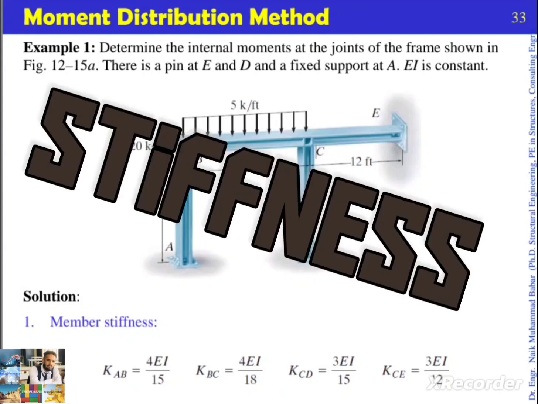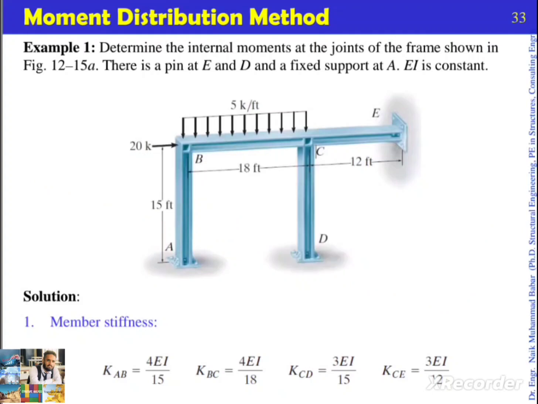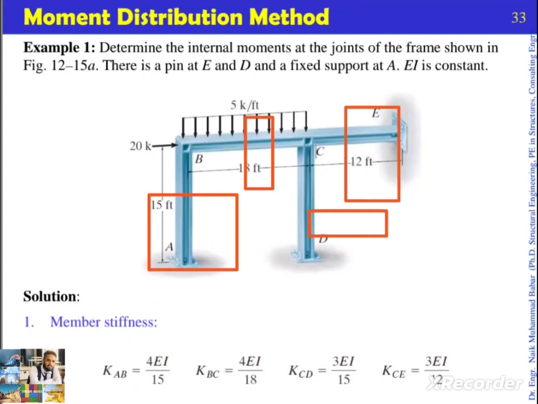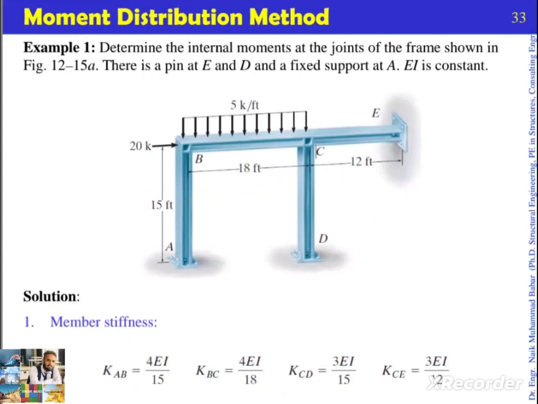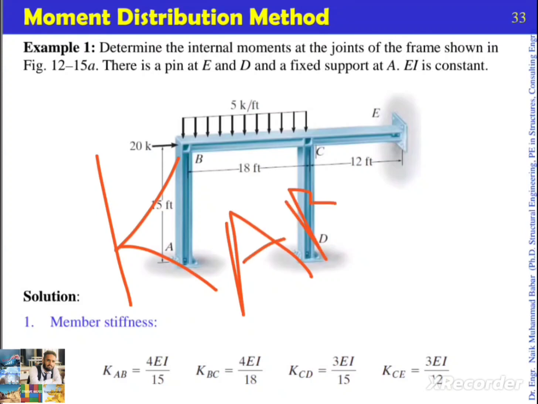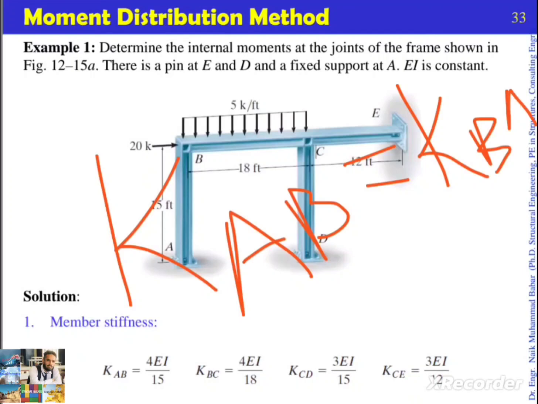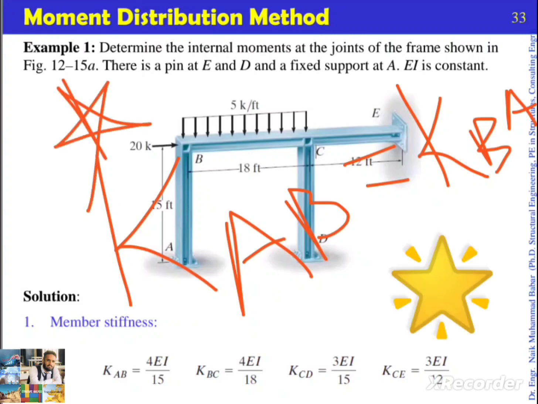So in the moment distribution method, the first and the most important step is to calculate the stiffnesses for each span, each member from each side. So we will calculate the stiffness for AB, BC, CD and CE. First we will calculate the stiffness KAB. KAB will be equal to KBA. We know that at a fixed support the stiffness will be infinity, but we still, by using the formula, will find the stiffness for AB also. Remember, this is the most important point of this video lecture.